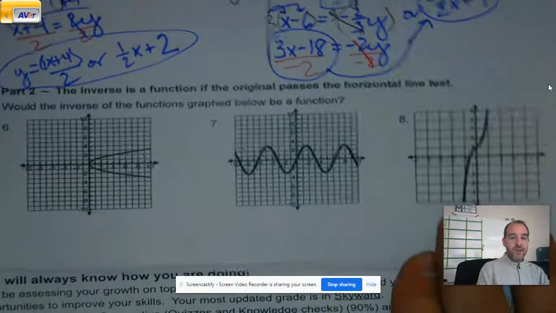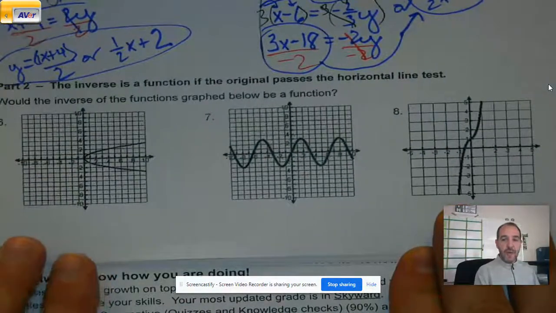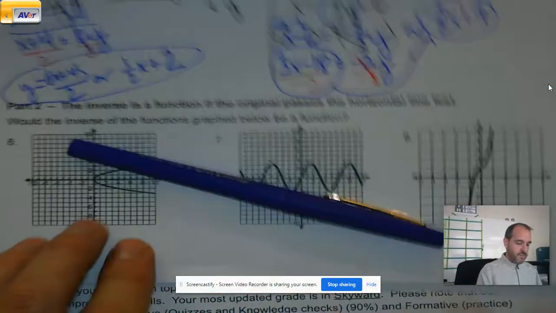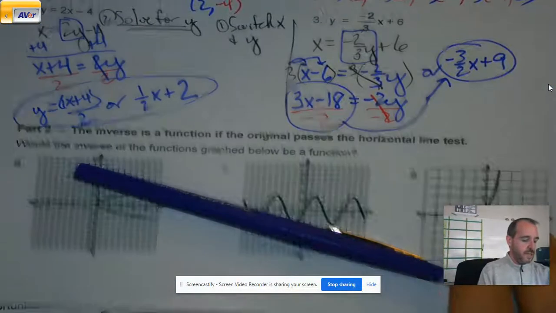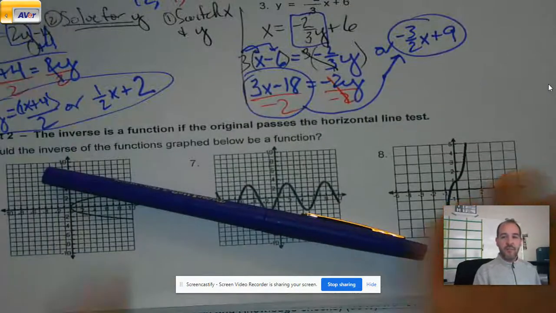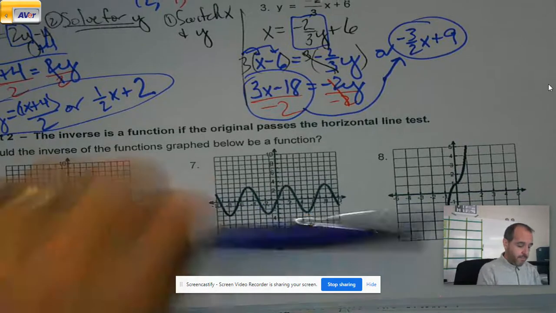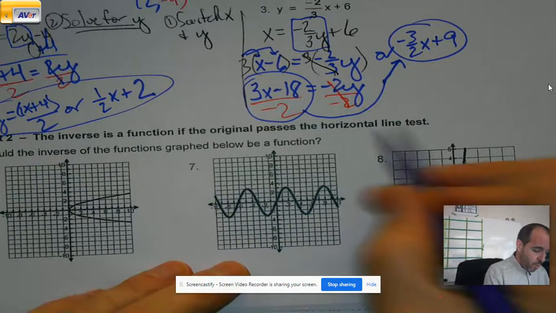Part 2. The inverse is a function if the original passes the horizontal line test. Okay, quick question. Oh, as everything moves on me. Let's try this again. Horizontal line. This way or this way? This way.